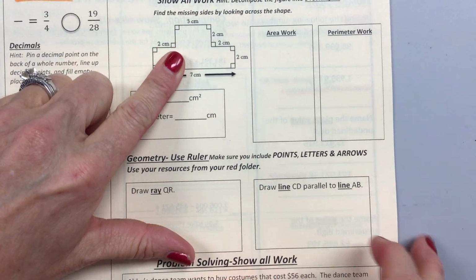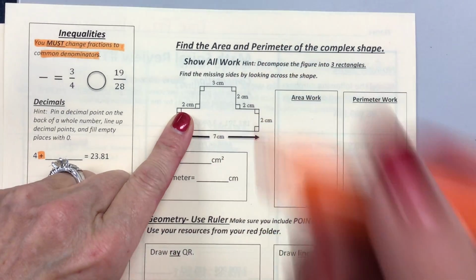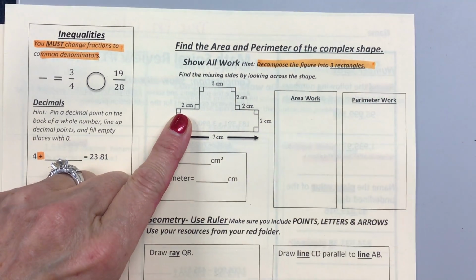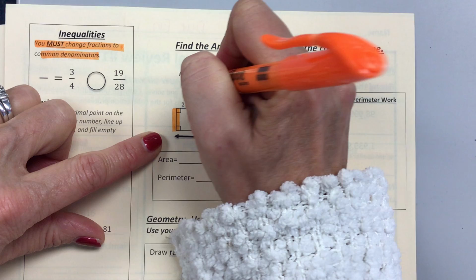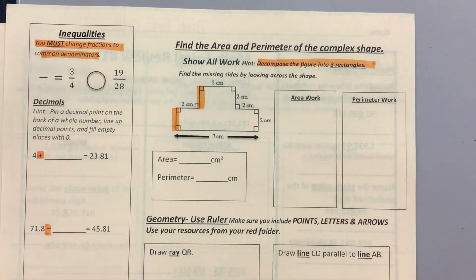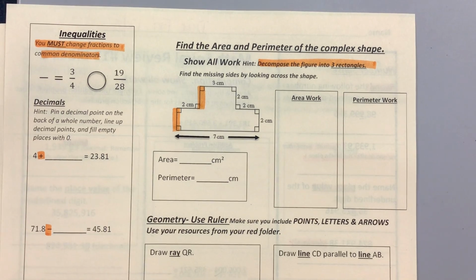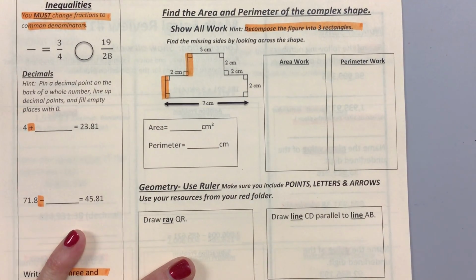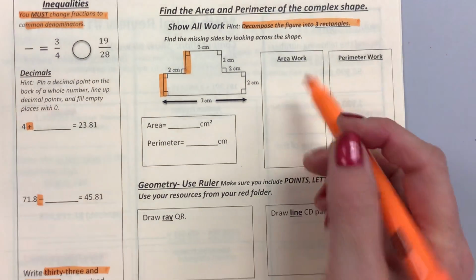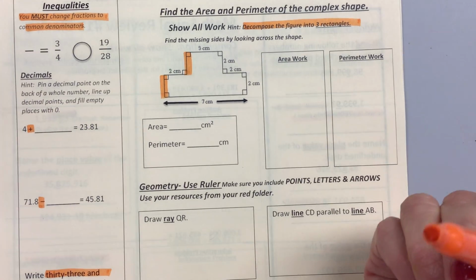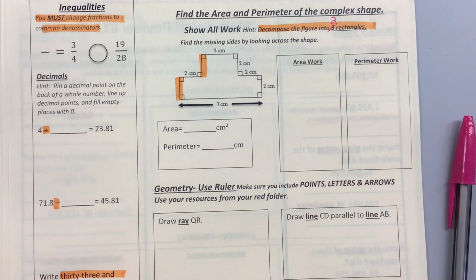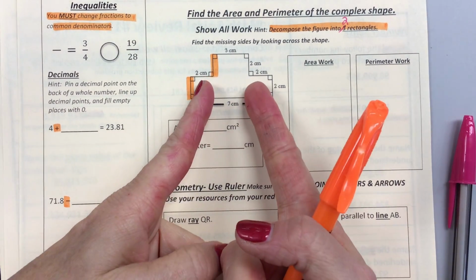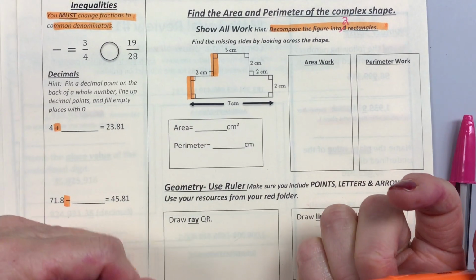Okay, find the area and perimeter of this complex shape. You need to decompose it into 3 rectangles. There are some missing sides. You will need to know what is the length of that side and that side in order to find the perimeter. It says to decompose it into 3 rectangles, but I think there is an easier way to do it. I think that we could obviously do that into 2 rectangles. So you could do 2 or 3. I think it will be easier to do 2 rectangles there.